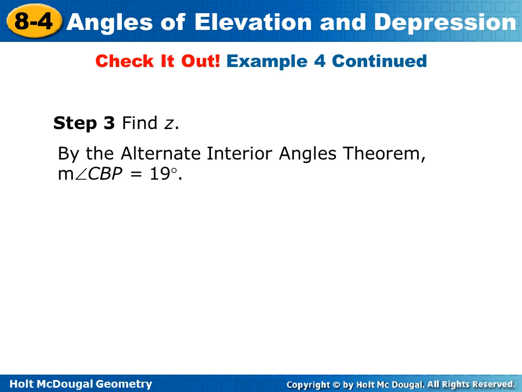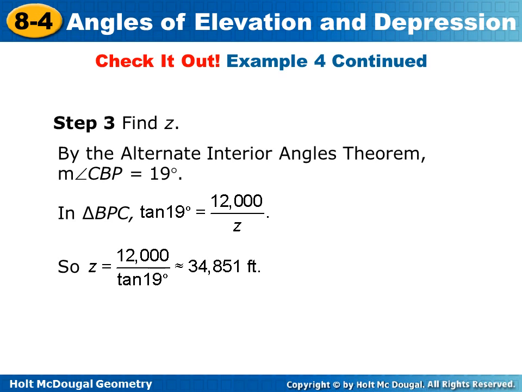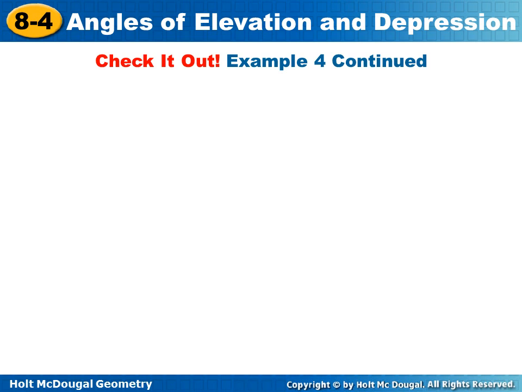Now we want to find z. The alternate interior angle theorem says that the measure of angle CBP is 19 degrees. In triangle BPC, tangent of 19 is equal to 12,000 over z. Again, we're choosing tangent because we have an adjacent and opposite side. Z is equal to 12,000 over tangent of 19 degrees, which is approximately 34,851 feet.